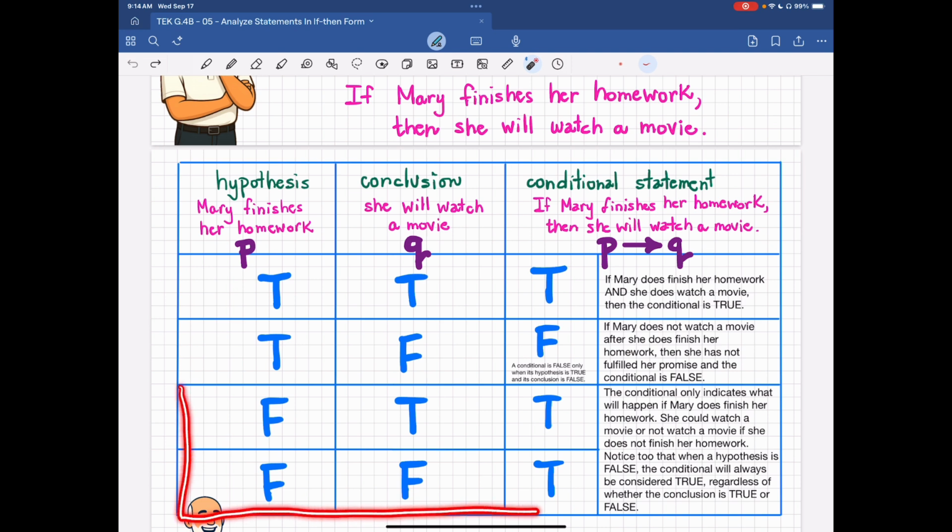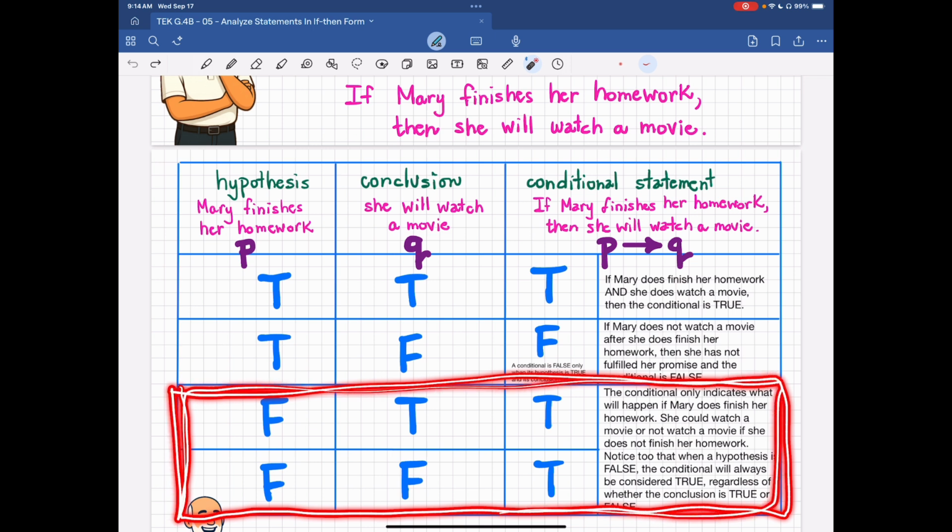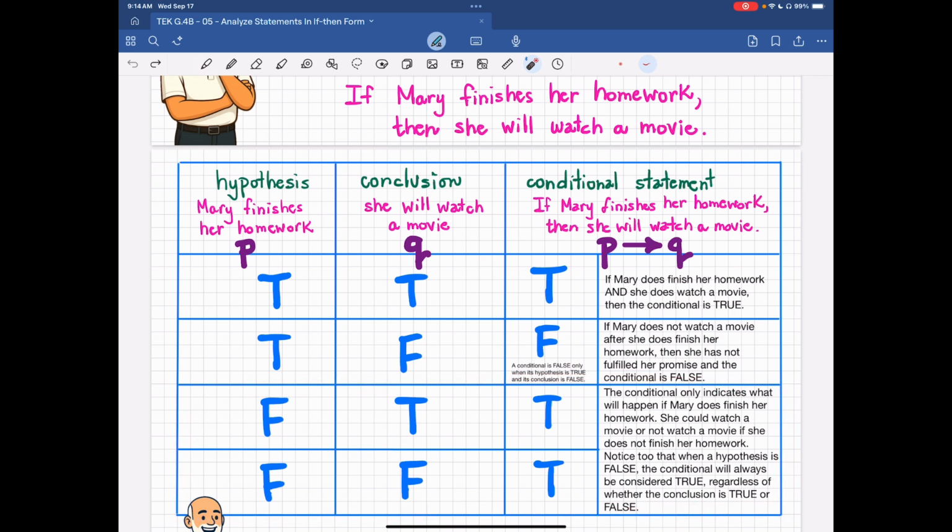Now, looking at when Mary does not finish her homework right here, this is a unique part of the conditional because it's not covered by the initial conditional statement. We're assuming that Mary finishes her homework, and when she doesn't, different things happen, okay? So I want you to look over here. I wrote down what's going on in these 2 situations. Now, the conditional only indicates what's going to happen when Mary finishes her homework. She could watch a movie or not watch a movie if she does not finish her homework.